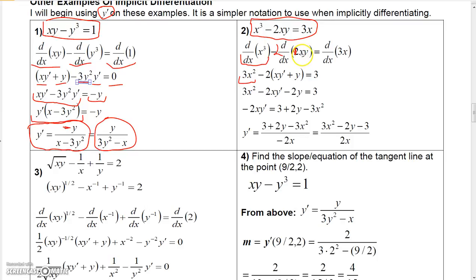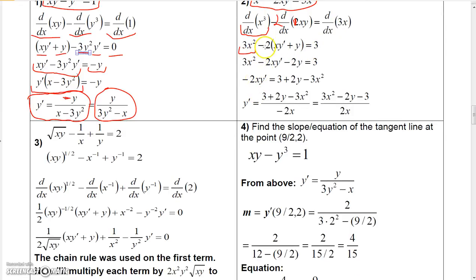Well, that means the product rule, so we've done that a couple times already. So that's going to be x y prime plus y. And then the derivative of 3x with respect to x is 3. So now I'm going to distribute the -2 here, and I'll get -2xy prime minus 2y. Now I only have one term with a y prime in it, so I'll just leave that over here. And I'll move all the other terms to the other side.